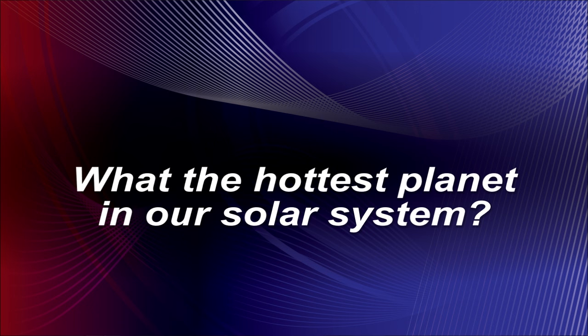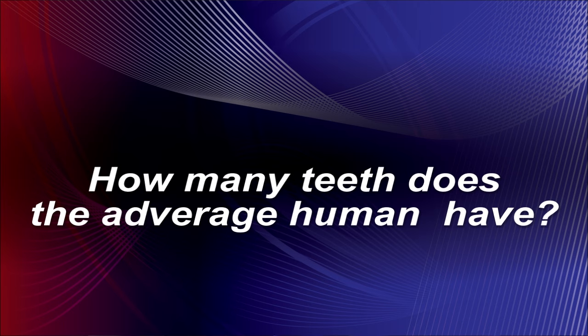All right, for our second question, we have, what is the hottest planet in our solar system? Mr. Meany? Mercury. Sorry, that is incorrect. Michael? Venus. Correct. All right, for our third question, we have, how many teeth does the average human have? Mr. Meany? 32. That is correct.